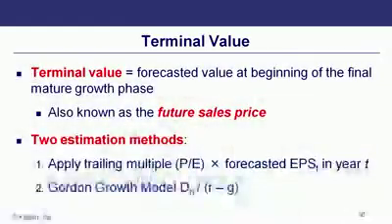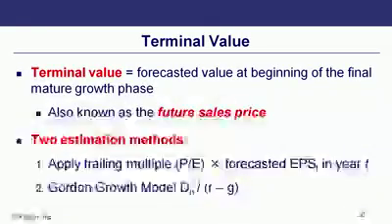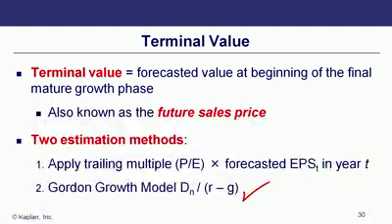Terminal value. Well, we know we can get the terminal value using the Gordon growth model. We've said that a few times. Alternatively, we could use multiples to get there, and again, we'll see a lot of that in study session 12. So the terminal value is a forecasted value at the beginning of the final mature growth phase, known as the future sales price. Either use PEs or the Gordon growth model. So we've set the scene.